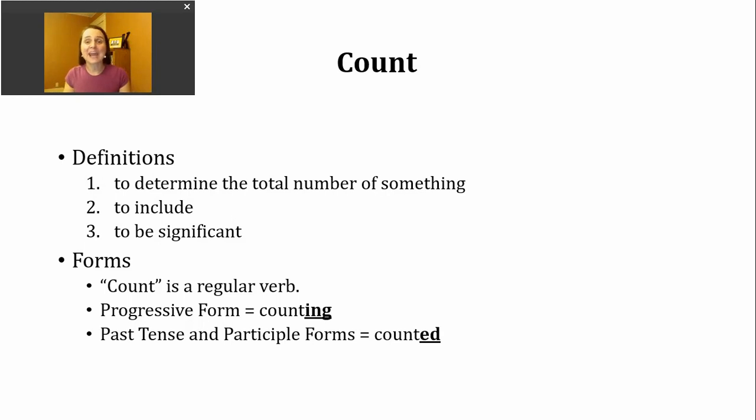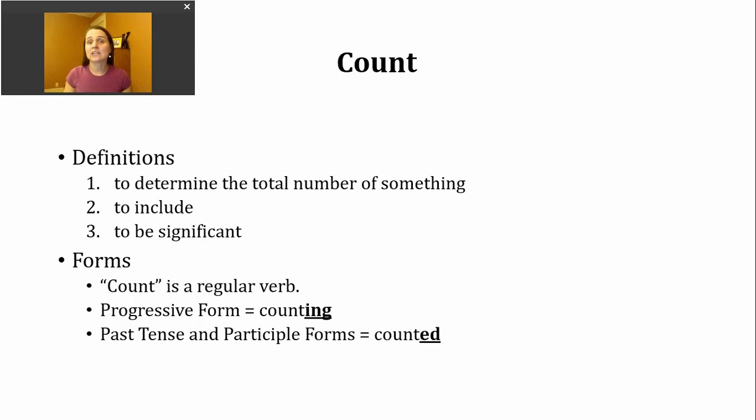A third way to use the verb count is to mean to be significant. Maybe you have heard or seen someone write the sentence, your opinion counts. What this sentence is suggesting is your opinion is significant. It's valuable. It matters. And again, this is another way we can use this verb.